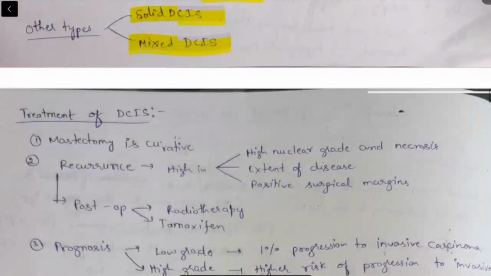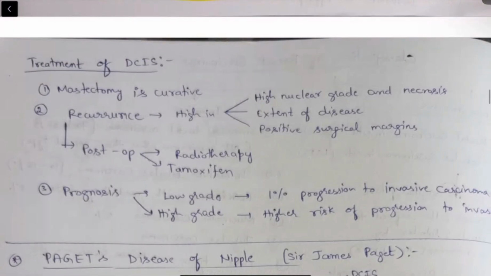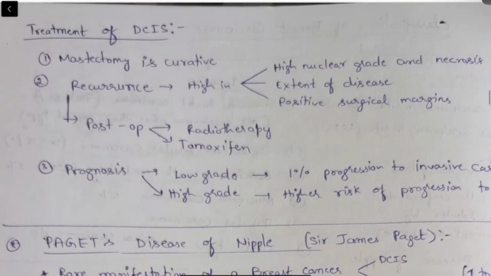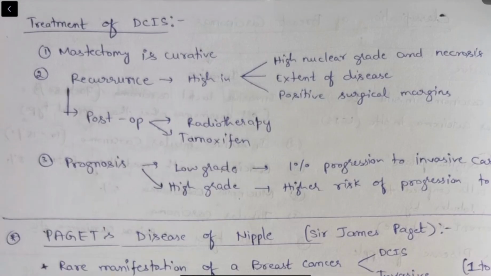Next, so how do we treat ductal carcinoma in situ? Suppose we diagnose ductal carcinoma in situ based on mammography or incidentally, we will advise the patient to undergo mastectomy, that is removal of the breast, which is curative. If at this stage the patient undergoes mastectomy, then almost it can be cured. Okay, but there can be a chance of recurrence, and we have to explain it.